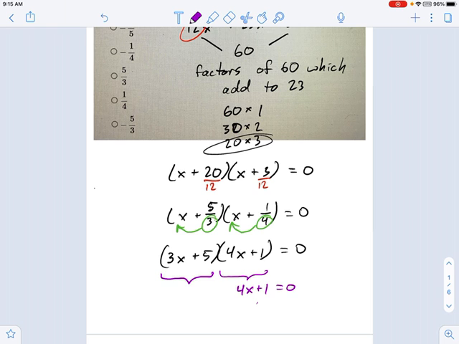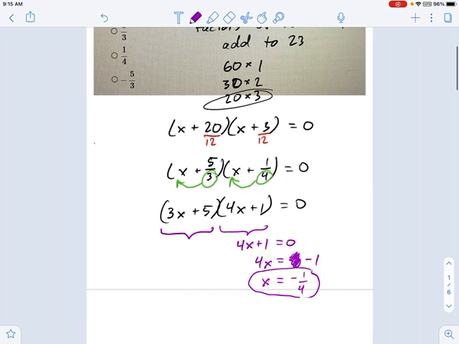4x plus 1 equals 0. That means 4x equals negative 1, and x equals negative 1/4. That is a solution to this equation from above. Likewise, 3x plus 5 equals 0. That means 3x equals negative 5, so x equals negative 5/3 is another solution.